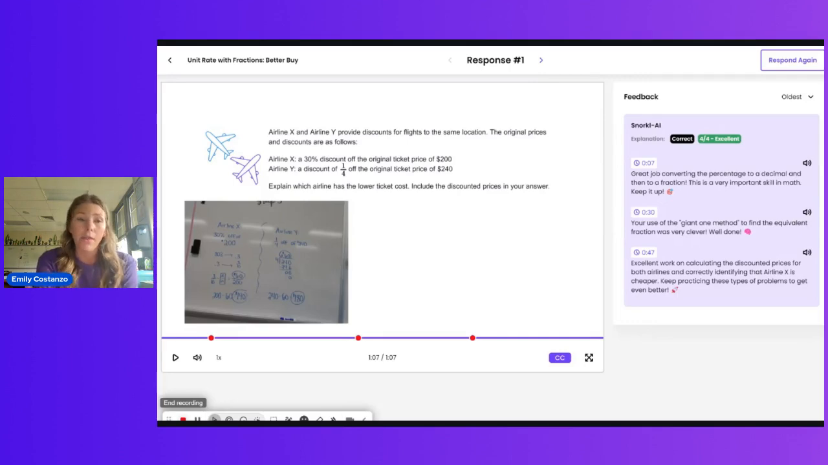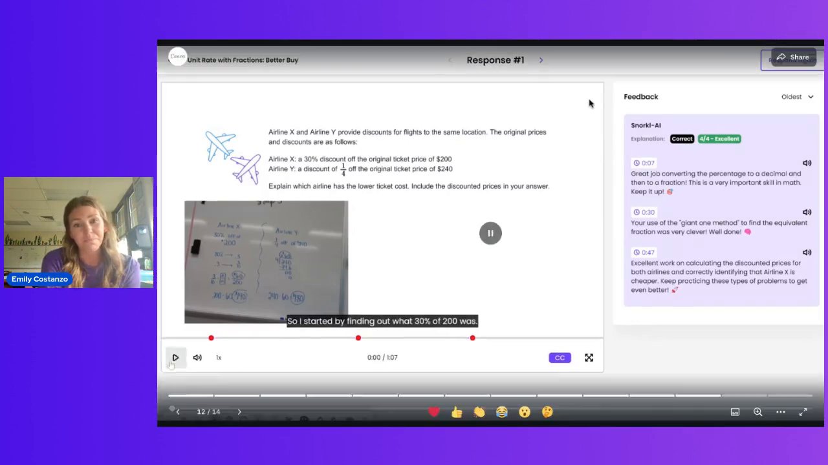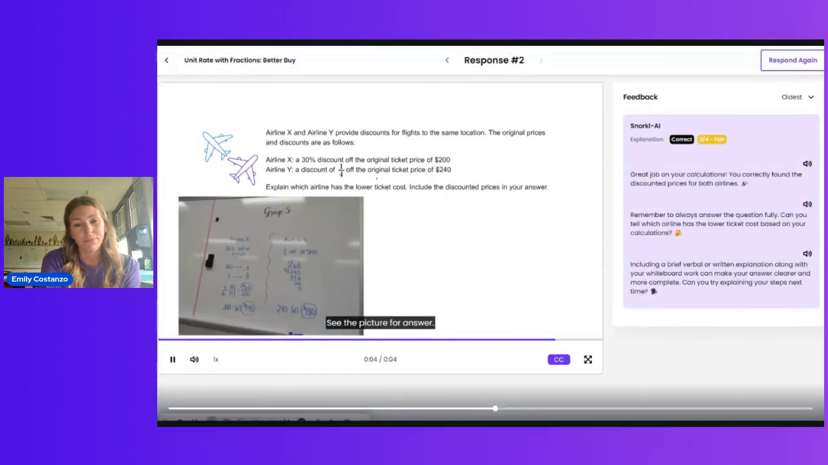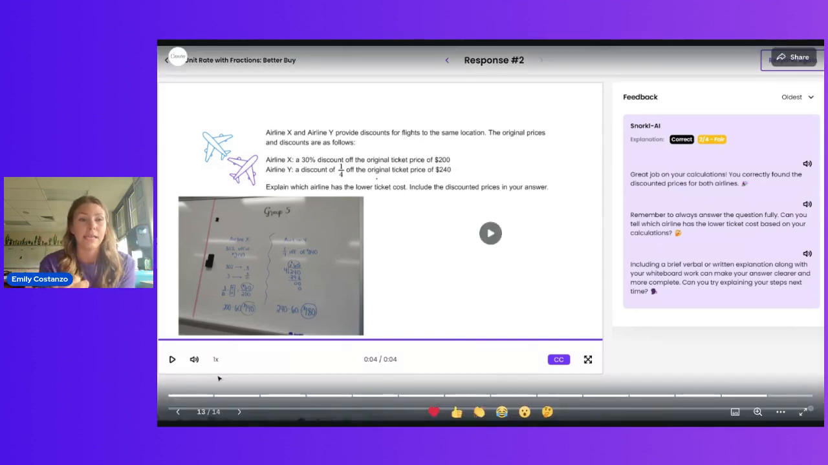So a great feature. Another feature that is really nice is that the AI will actually grade the picture too. My 7th graders, this happens all the time. They'll just say, see picture, for example, which is obviously something we don't want to do. But if you go to the next video, see the picture for answer. I was just trying to imitate what my 7th graders would do, but it still says that I got it correct and I did no explanation. Obviously this is not something that I promote in my classroom, but you know that it is grading their picture and actually looking at it and seeing that they're doing the work as well as the explanation, which is so beautiful.